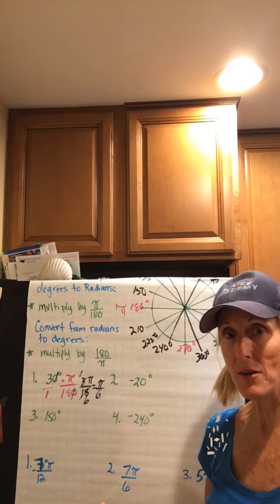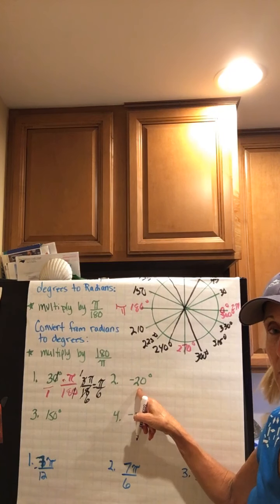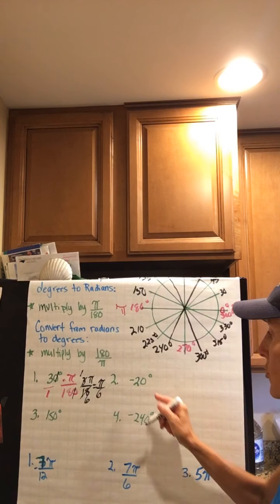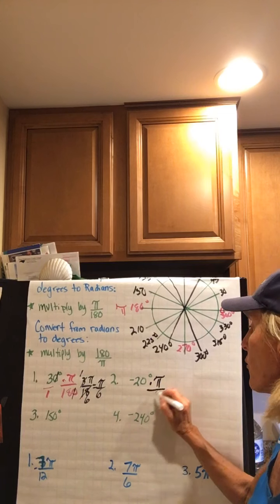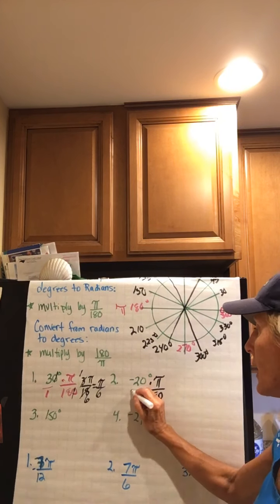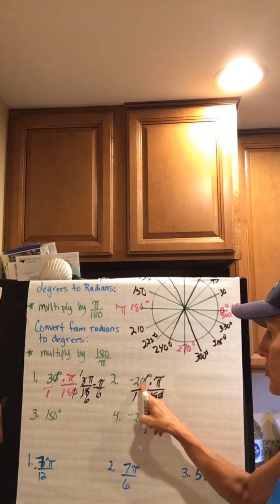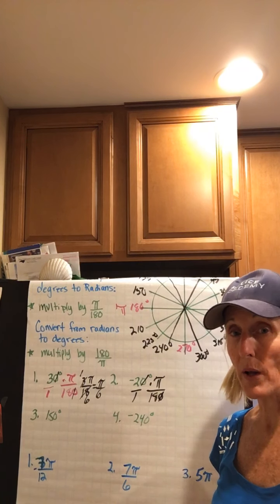So let's just do the math so I can make it quicker. On number 2, a negative 20 degrees, if you recall that this means going clockwise on your unit circle, I'm just going to multiply it by pi over 180. That's all you have to do. So again, my zeros are going to cancel out. Negative 2 over 18 reduces to negative 1/9.